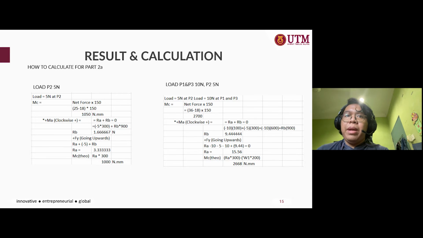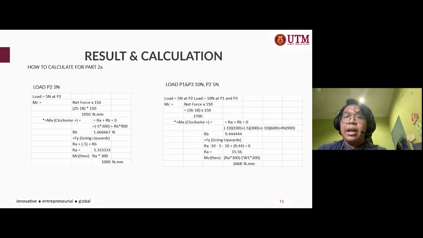But the only difference would be at calculating RB, since we have the values of P1, P2, and also P3. Since it's all different for this part, we need to calculate each of it. So for instance, for load P1, the distance from A would be 100 millimeters, as you can see from the picture. Then 300 for P2, and P3 will be 600.